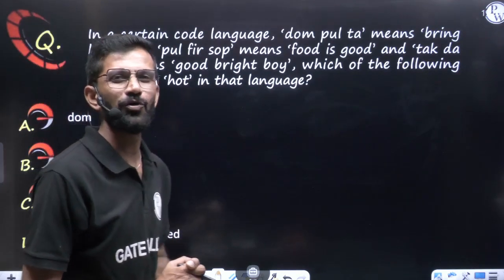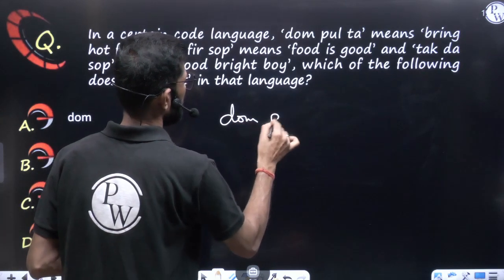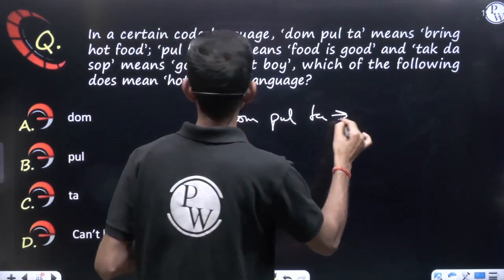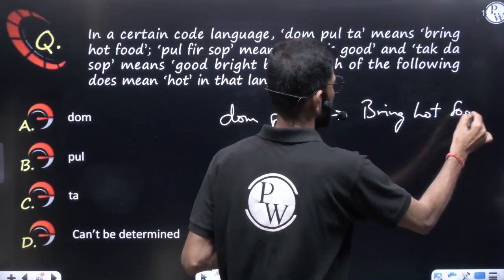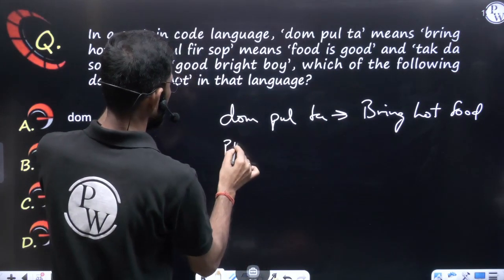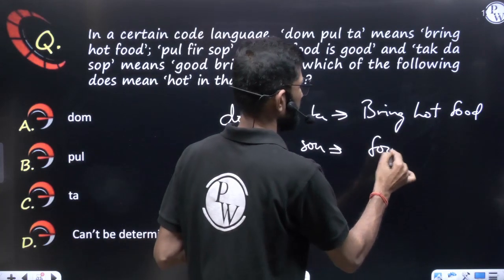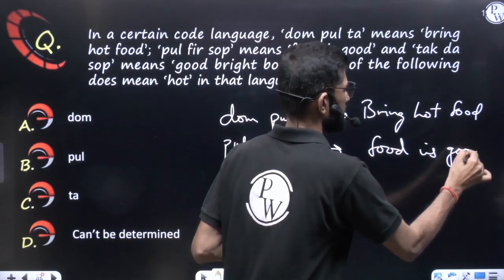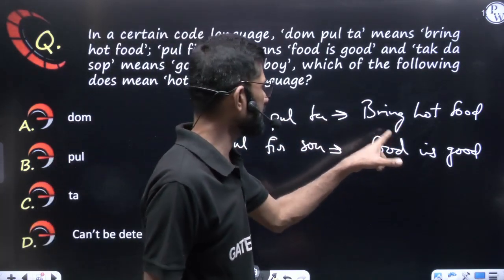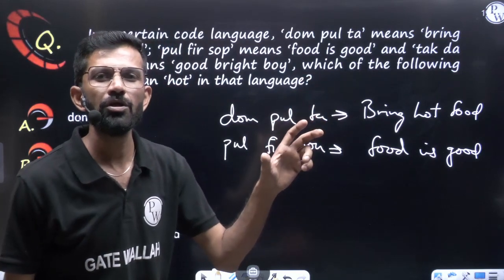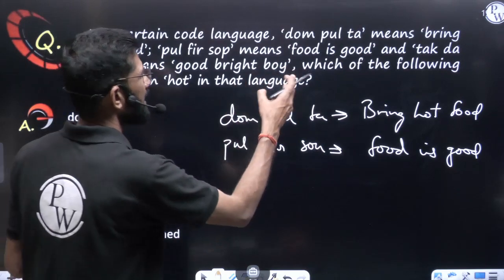Means they are asking you the code for hot. Let us sort it out. "Dom pul ta", the meaning of this is bring hot food. Further they say "pul fir sop" means food is good. So here in this, what is common? Both are having "pul" in the code and both are having "food" in common. So I can say for "pul", the original word is "food". We can say directly.